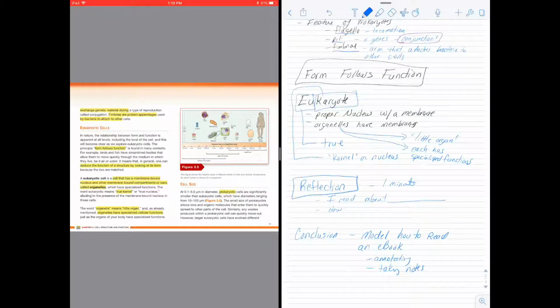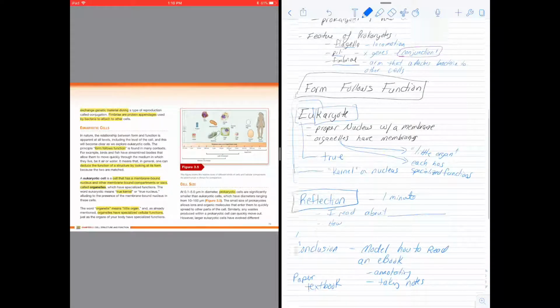The skills that you use for reading an ebook with the way that I've modeled are actually how you would read a paper textbook as well. It is the same technique, whether it's a paper textbook or an ebook. The important thing is to remember that your ebook is a book, not a website. All right, so that is the end of this tutorial on how to read a biology ebook and take notes.